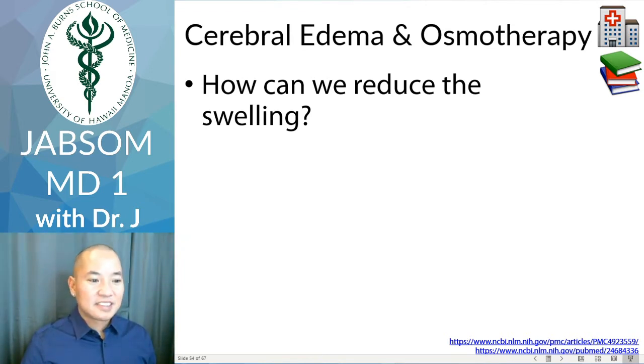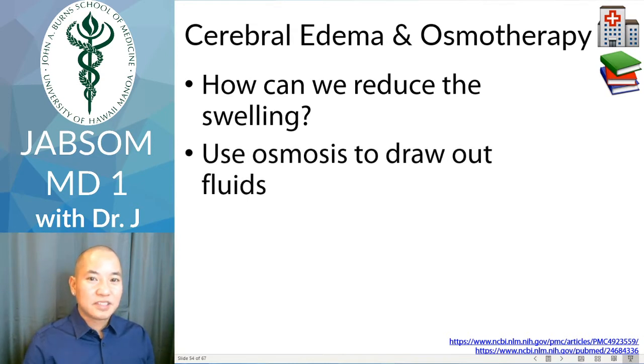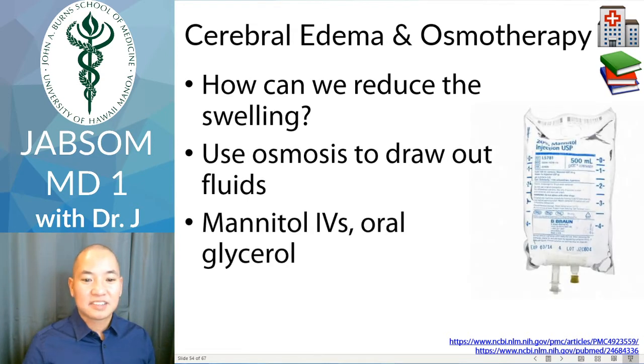So how do we reduce the swelling? Use osmosis to draw out fluid. So you're going to use a hypertonic solution. This hypertonic solution is going to draw the water from the tissues and cells into the extracellular fluid, the blood plasma as well. You want to move that water into your vasculature and vessels versus waterlogging the tissues and cells in the brain. So mannitol, oral glycerol, can be used to increase the osmolarity of the blood in your patient. This can draw out water from the tissues and cells in the brain.